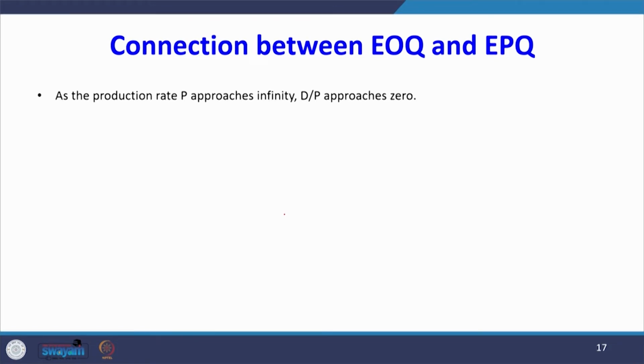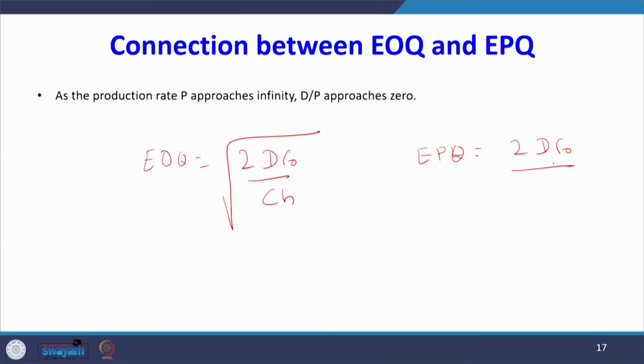Now, what is the connection between EOQ and EPQ? What is the EOQ formula? EOQ is the square root of 2 D C naught by Ch. Now, what is the economic production lot size formula? Economic production lot size or economic production quantity is the square root of 2 D C naught upon (1 minus D upon capital P) multiplied by Ch.